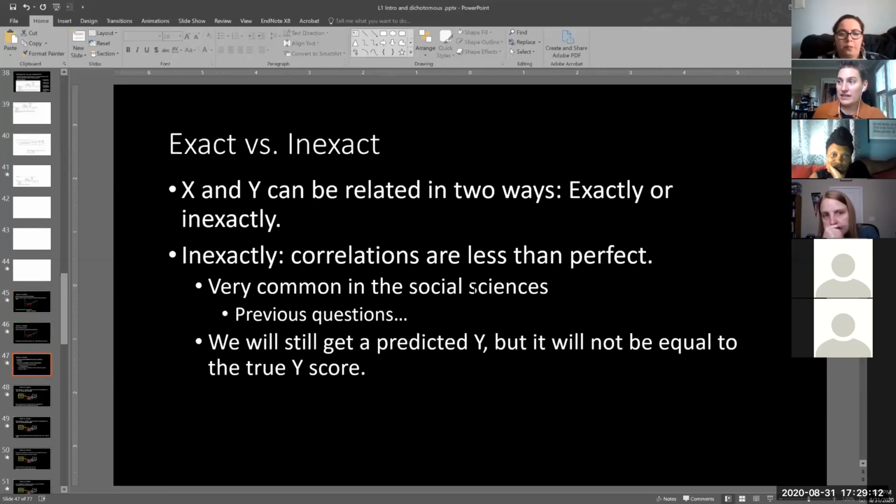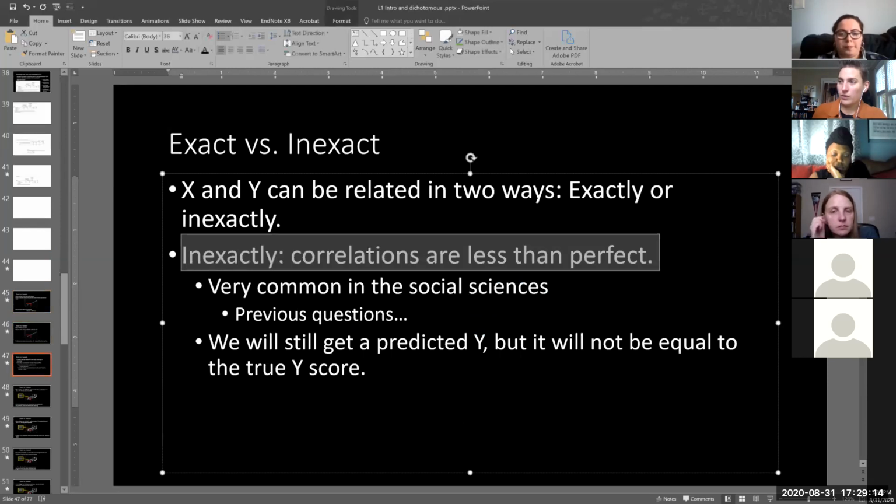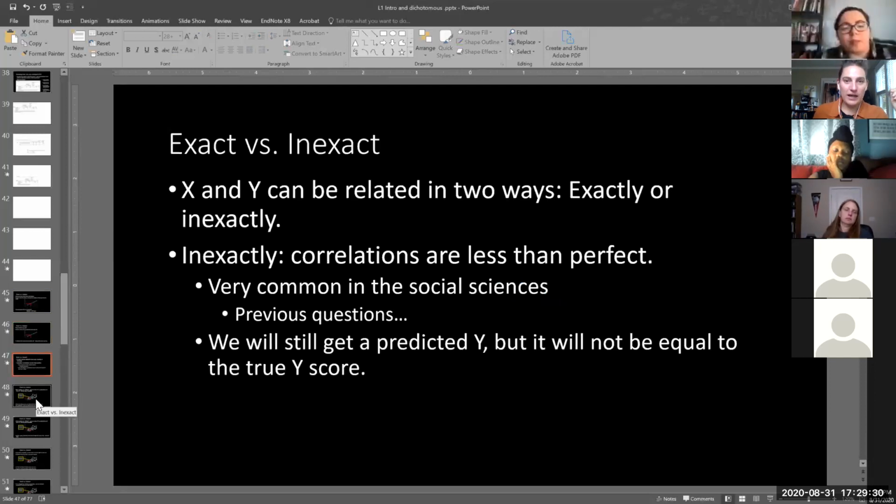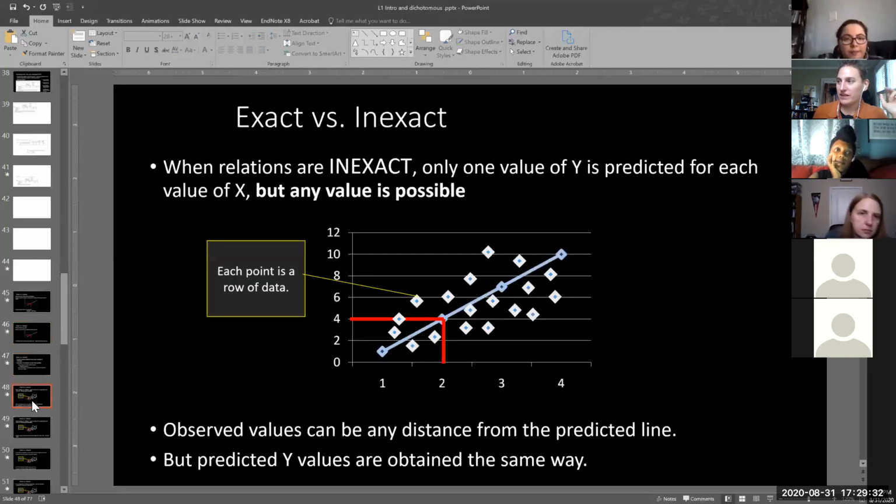But with inexact relationships, those relationships are less than perfect. And that's really most common in everything that we do over here in the College of Education. We never predict anything perfectly, ever. You're still going to get a predicted score, but that prediction is not perfect. And so it looks something like this.